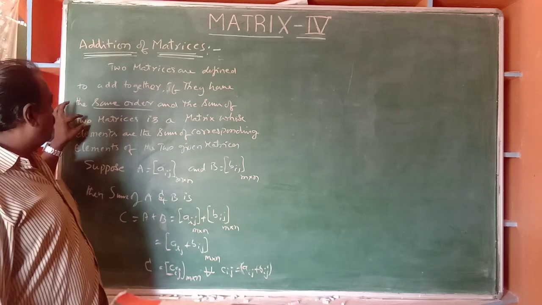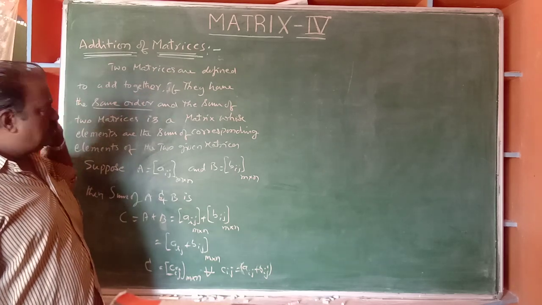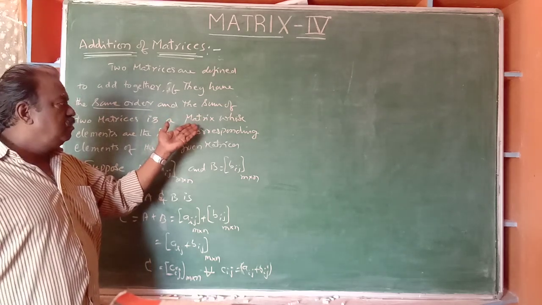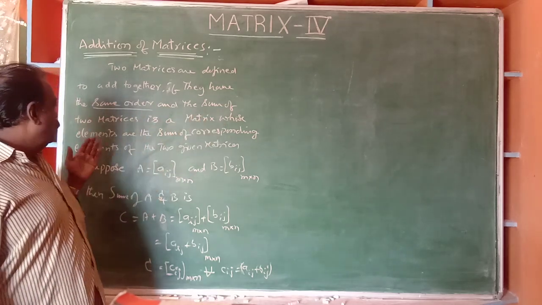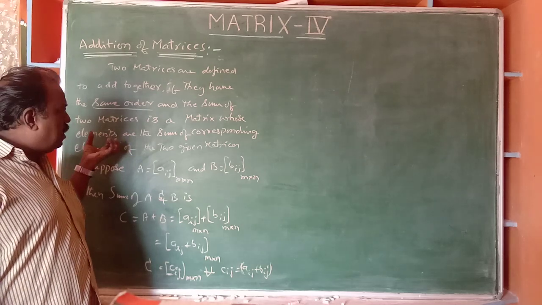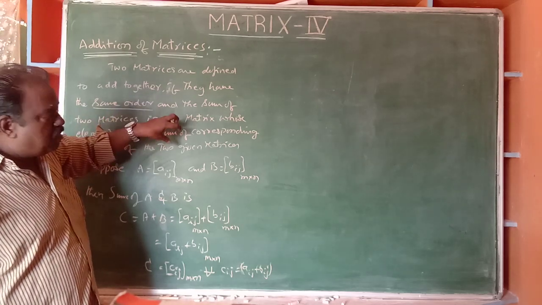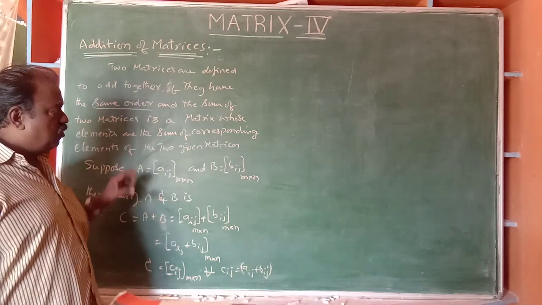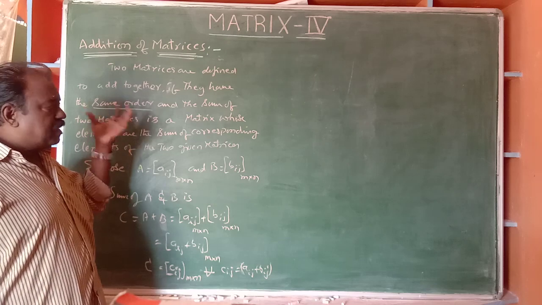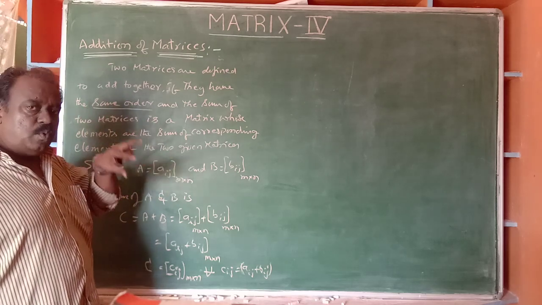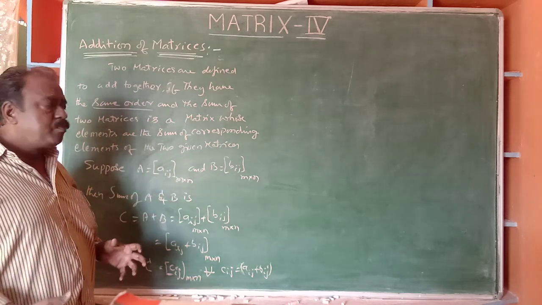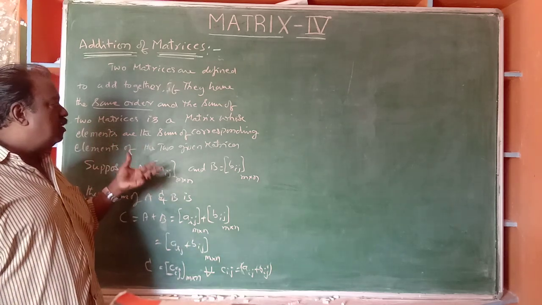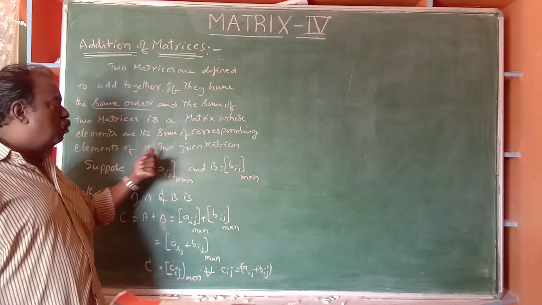And the sum of those two matrices is again a new matrix, whose elements can be obtained by making the sum of corresponding elements of the two matrices. How? Those elements are the sum of corresponding elements of the two matrices.